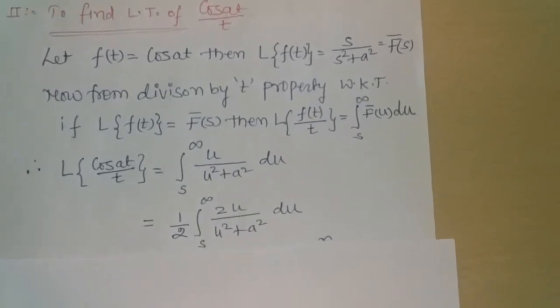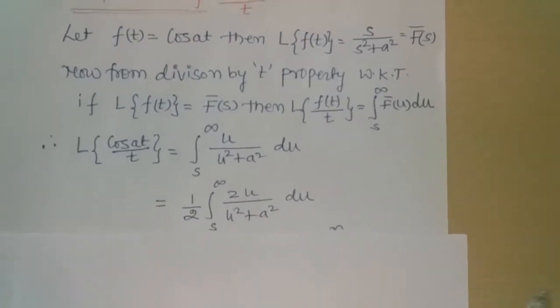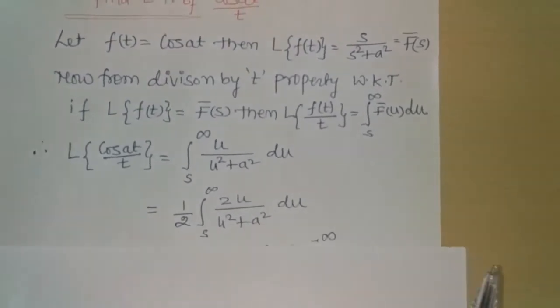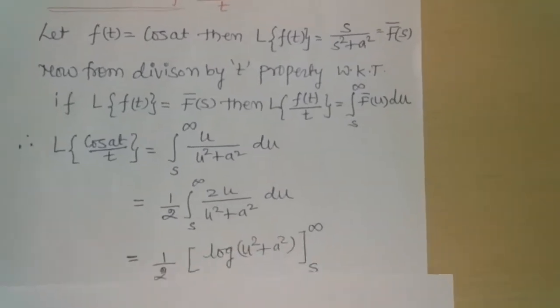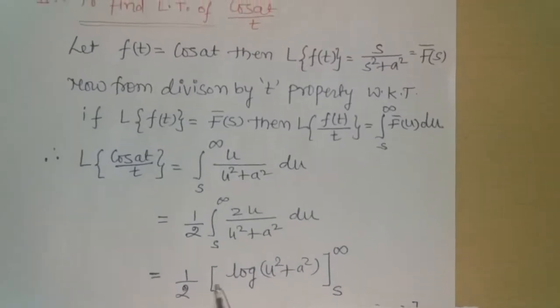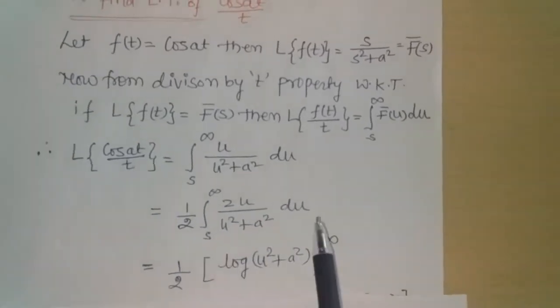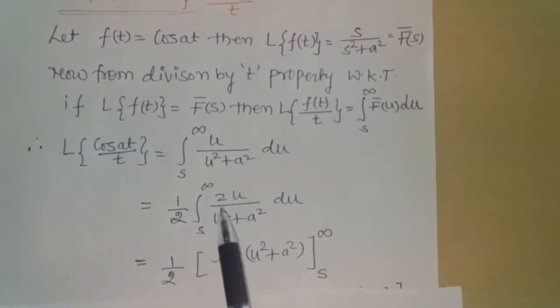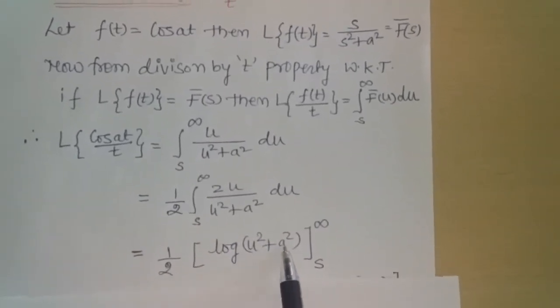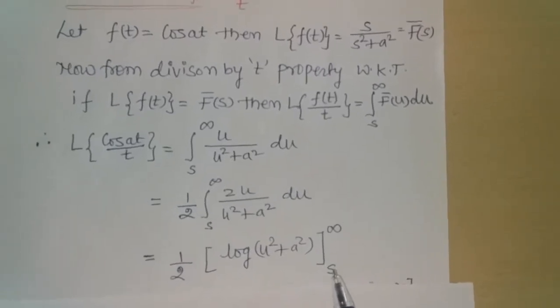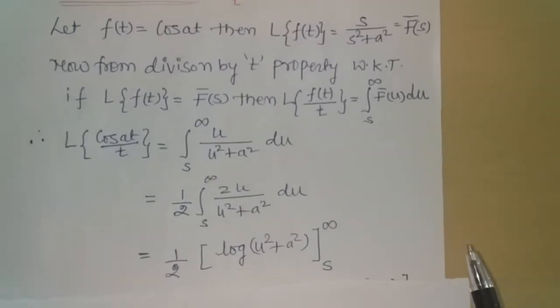And what is the integral of dt by t? It is log t. So the integration gives 1 by 2, the constant multiple as it is. Now the integration of this expression is log t, and what is t? u square plus a square. So we get log of u square plus a square, and the limit of integration is s to infinity.